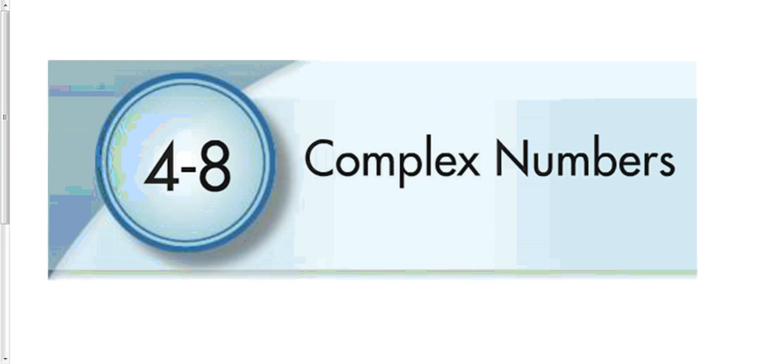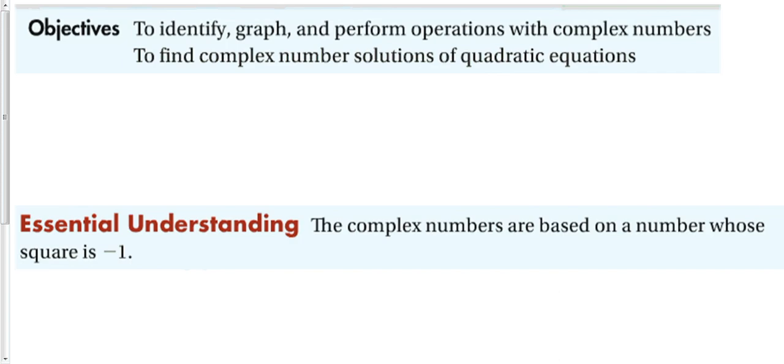4-8, complex numbers. So in this section, our objectives are to identify, graph, and perform operations with complex numbers, and to find complex number solutions of quadratic equations. And what we have to realize is that complex numbers are based on a number whose square is -1.